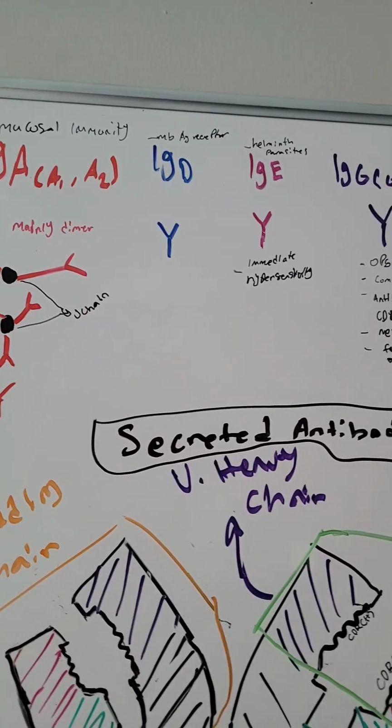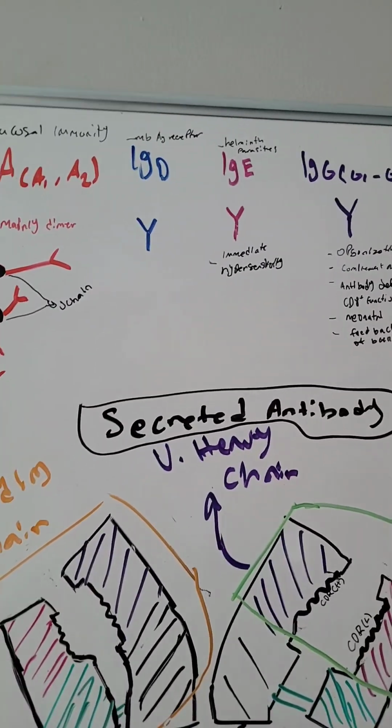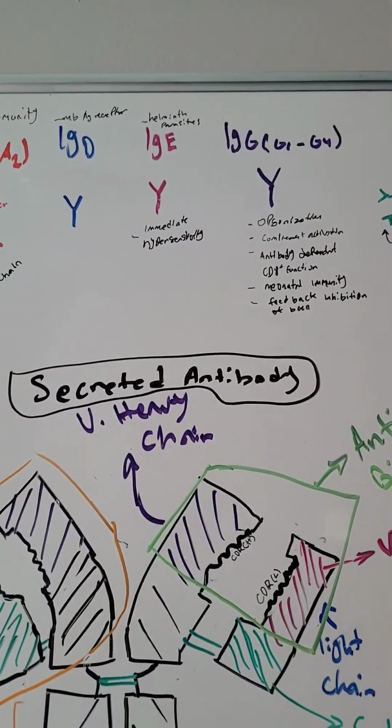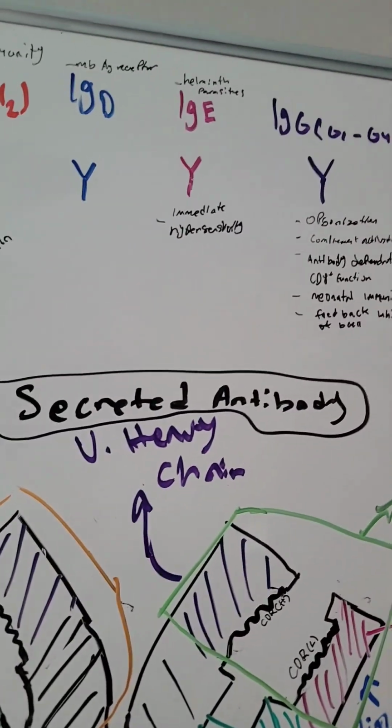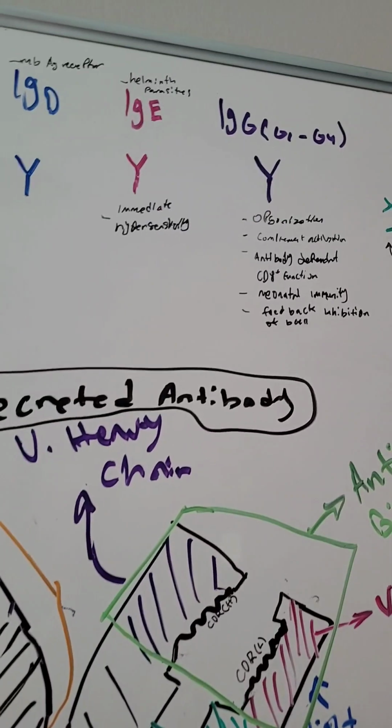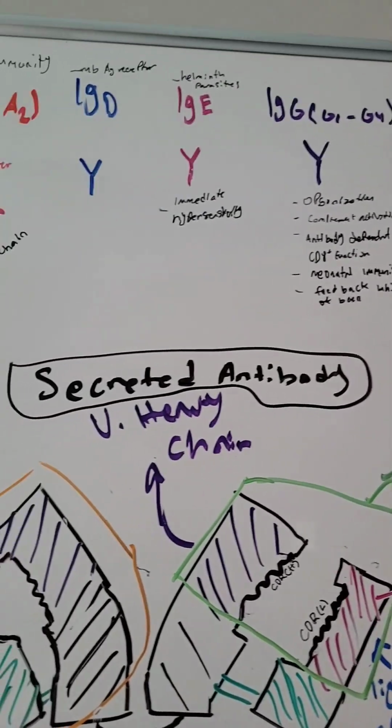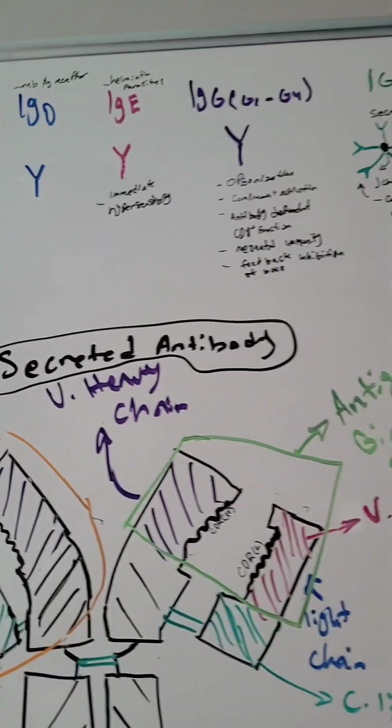IgD is a membrane-bound antigen receptor, right? So it's a B cell receptor, and it's mainly in the monomer form. Immunoglobulin E gives us helminthic protection from these parasites, and it gives you immediate hypersensitivity as well. Again, also in the monomer form.